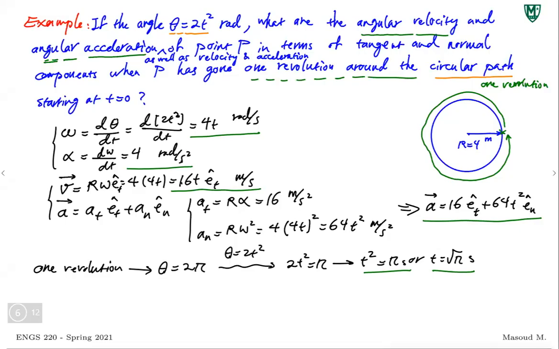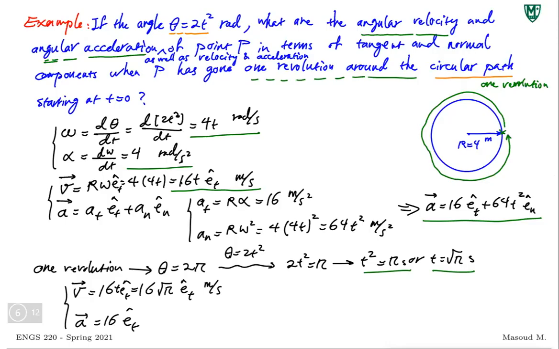Once we know time, the rest is straightforward. I just plug in. Now the velocity v is equal to 16t, so this means it's equal to 16 square root of pi et. I have to remember, since I'm representing it as a vector, 16t et. This is meter per second, it's velocity. Acceleration, well, the first term, the tangential term, has nothing to do with time, so it's still 16 et.